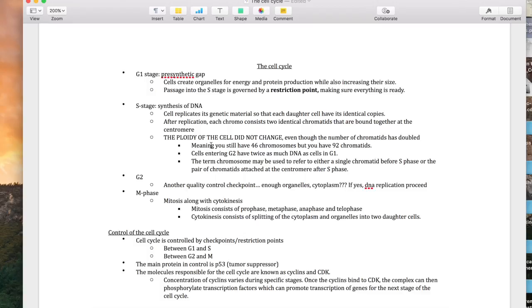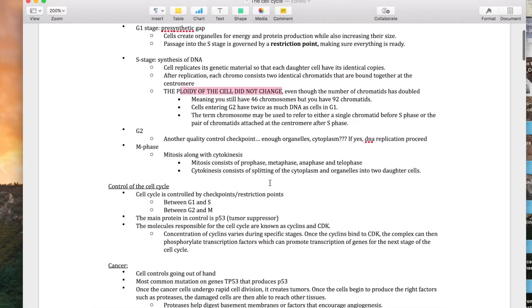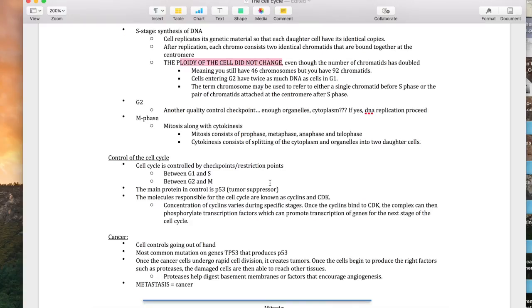meaning that you would end up having 92 chromatids, but the ploidy didn't change, right? The ploidy of the cell didn't change. G2, it's a quality checkpoint. That's what the book says. M phase, mitosis. We're gonna talk about mitosis later.